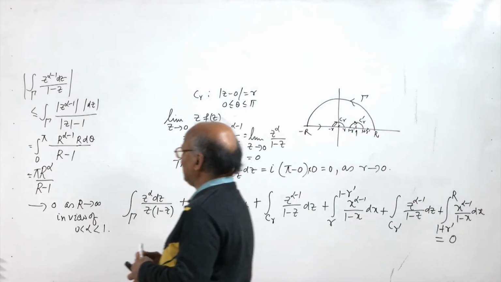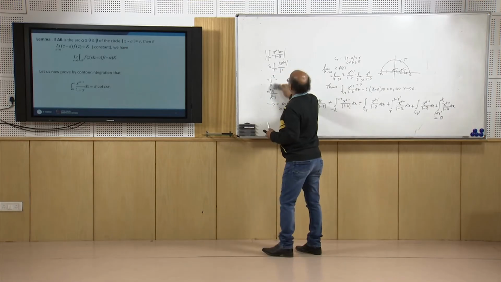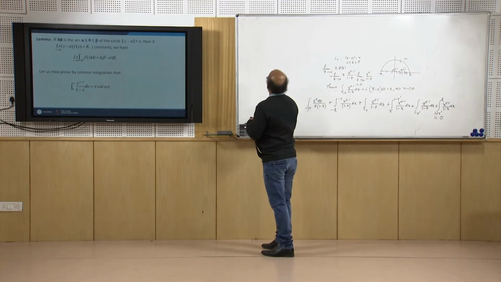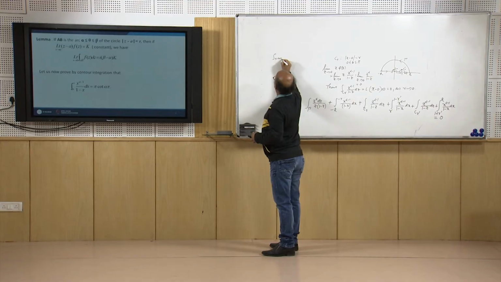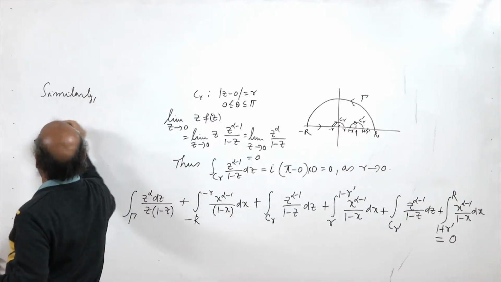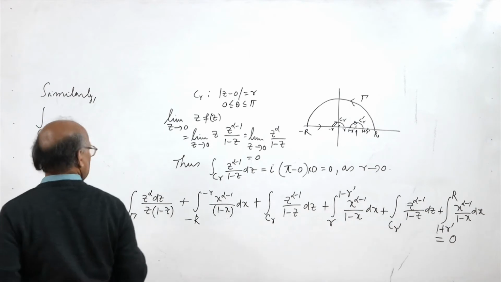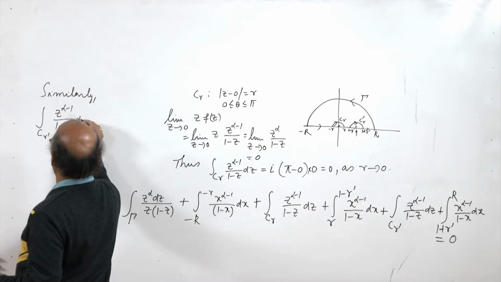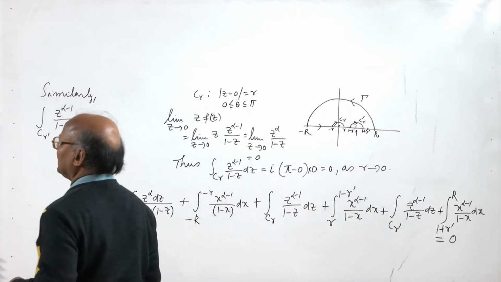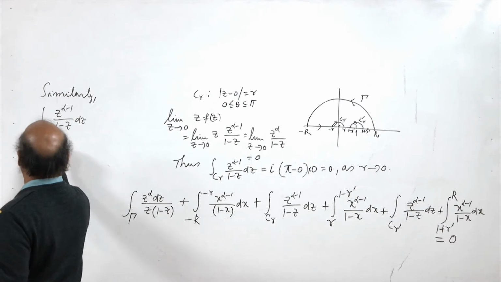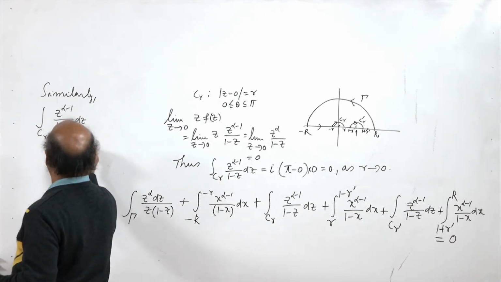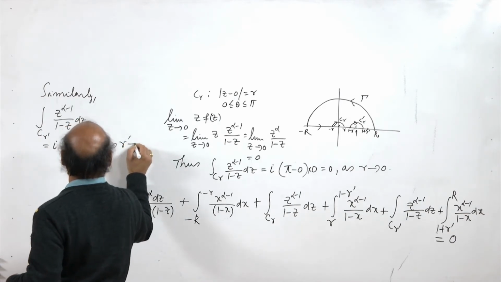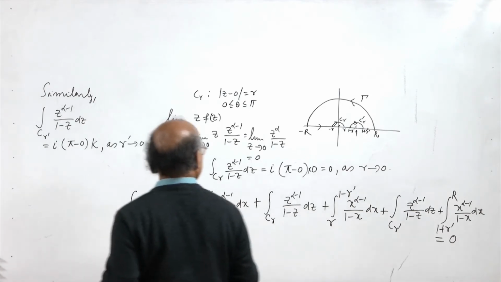Similarly, let us evaluate the other integral. Similarly, integral over CR dash z to the power alpha minus 1 upon 1 minus z dz will be equal to i times pi minus 0 into k as r dash goes to 0, because the radius here is r dash.